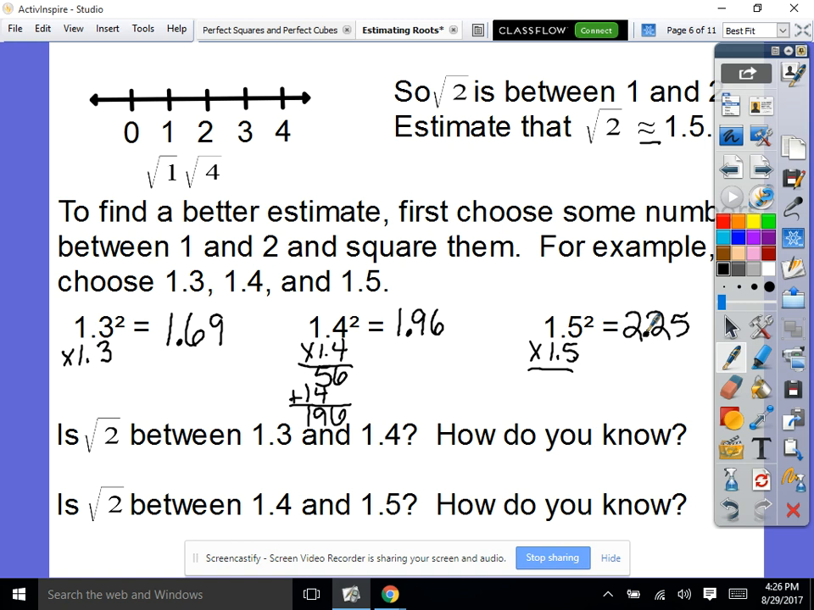So is the square root of 2 between 1.3 and 1.4? Or is it between 1.4 and 1.5? Now I want you to talk about that and just think about that for a minute and see how you know. And we'll talk about that tomorrow. We're going to move on with the lesson, but we'll talk about which one that falls between and how you know.